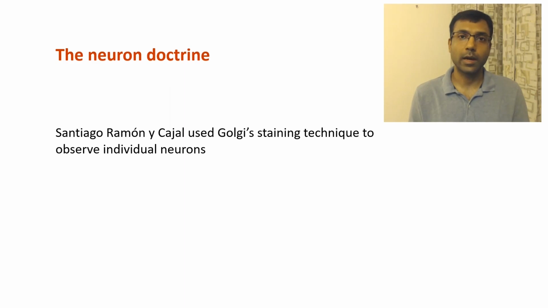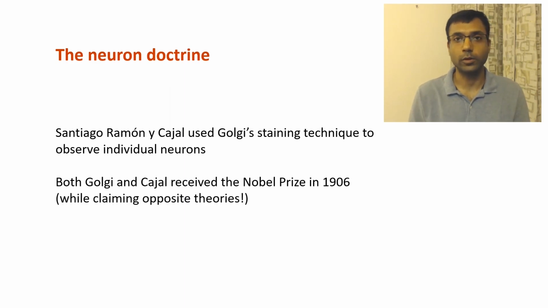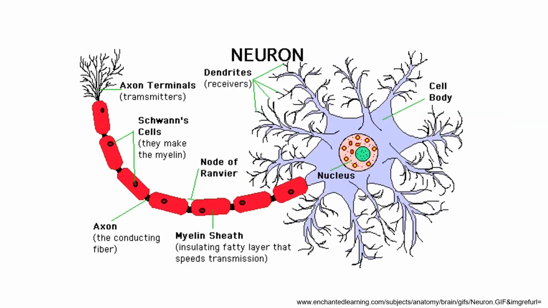In fact, both Cajal and Golgi got the Nobel Prize in 1906 for their work on the brain, even though they were giving competing theories. Now we know that Golgi was wrong and Cajal was right. The brain is indeed made up of neurons, in fact, billions of neurons.